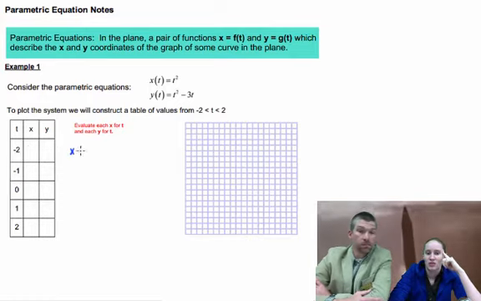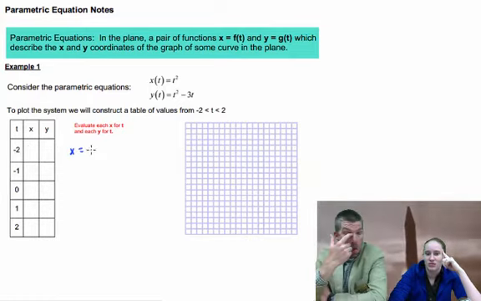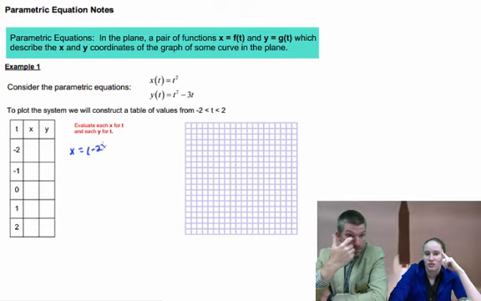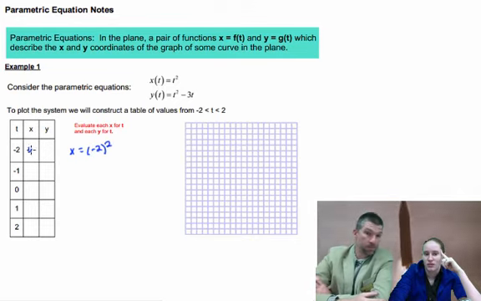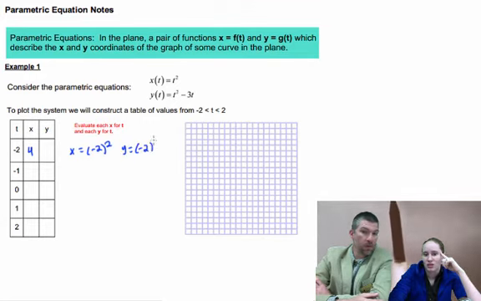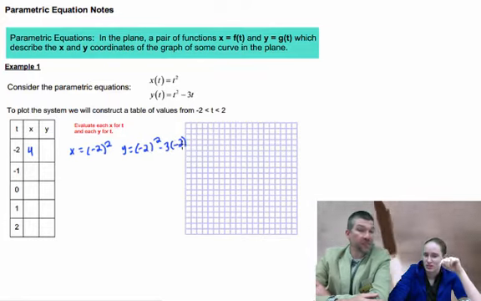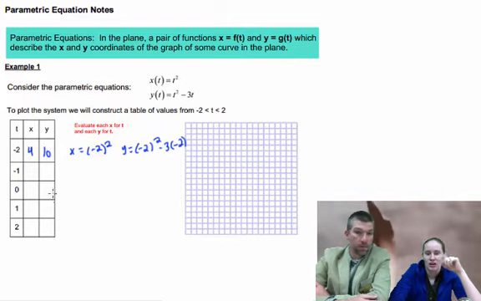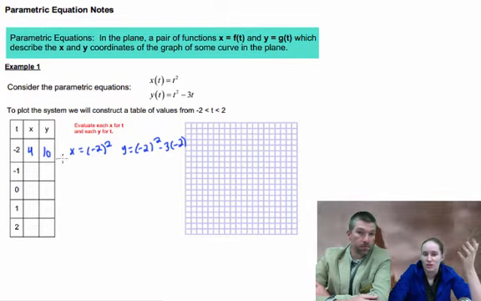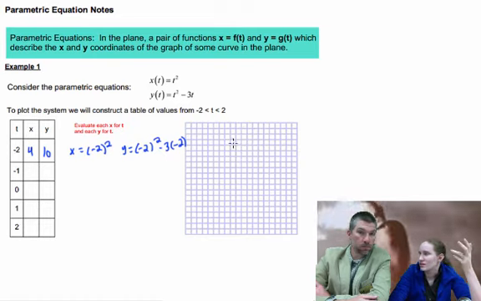For x, when we plug in -2, that's -2 squared, which is 4. If I plug -2 into y, it's a little bit more math, but not overly so. That's 4 plus 6, which is 10. So at t = -2 we have x = 4 and y = 10. I have no idea what our numbers are going to look like, so I'm going to hold off on graphing.